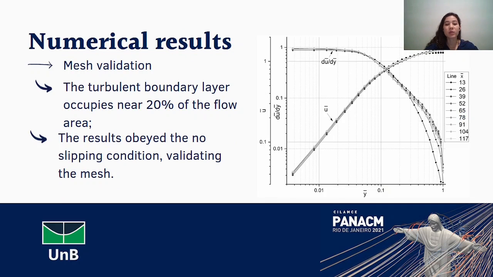The mesh validation showed that the turbulent boundary layer occupies near 20% of the flow area, and the results of it, the no-slip condition, validated the mesh. Here in the graph, we can see that near the tube wall, the velocity is about 0, and there is a more significant velocity gradient here near the tube wall.